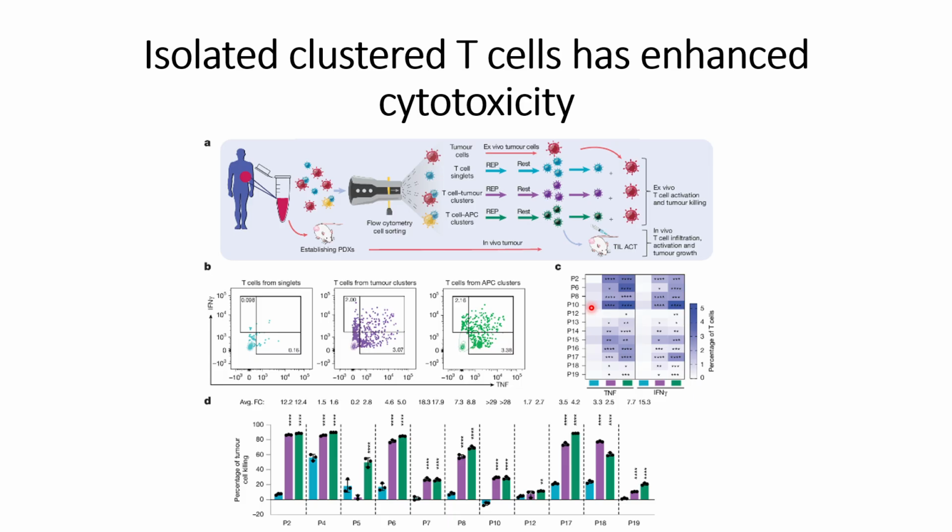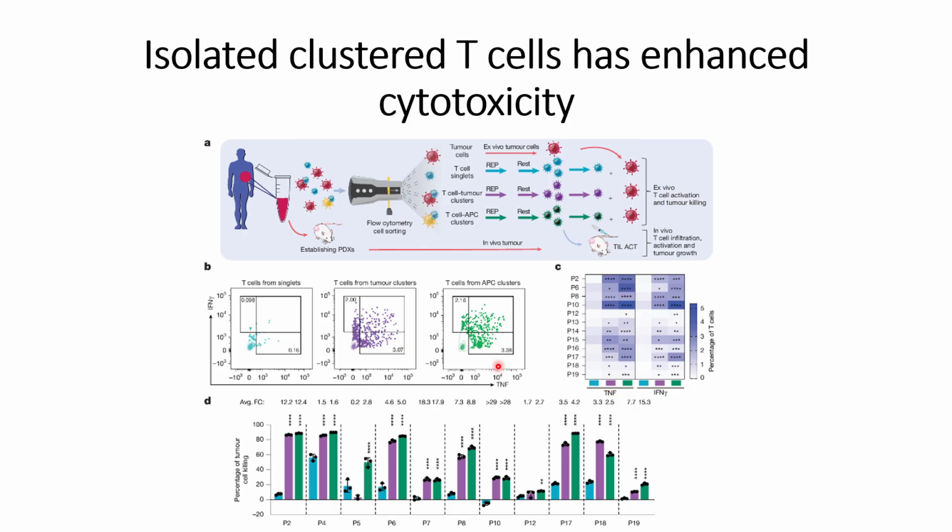They have quantified this in panel C, where we can see that compared to the singlets, the expression levels of TNF and also IFN gamma are high in the T cells for the different patients. Almost all the patients show a high expression of IFN gamma and TNF alpha in the case where T cells are found either from the tumors or from the APCs.